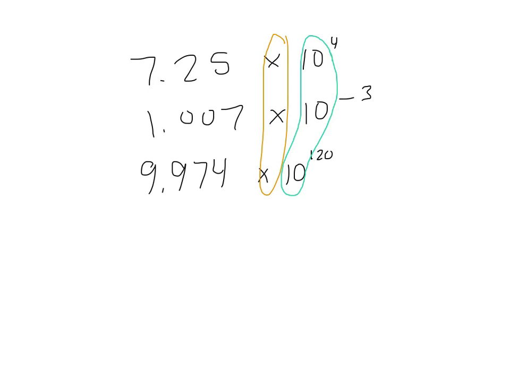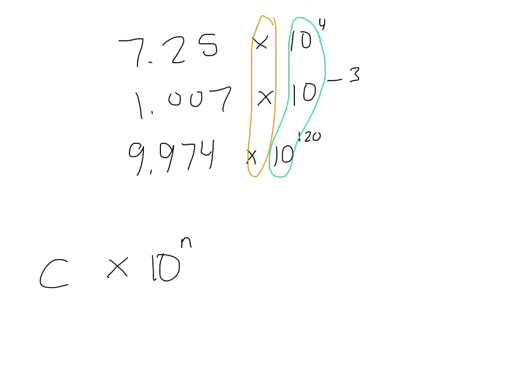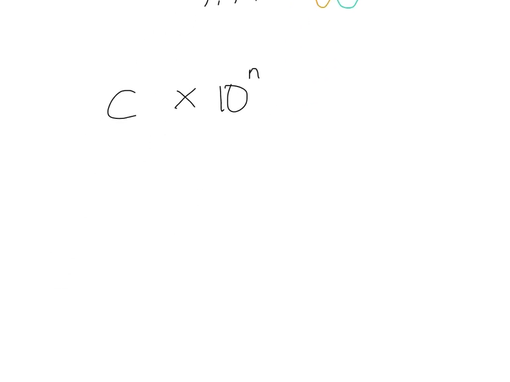Okay. So let me show you kind of algebraically what scientific notation is. You could denote it as C times 10 to the n. Okay. C times 10 to the n. These are all in C times 10 to the n format. All three of those right there. Okay. So the rule is that C, which is that first number, is greater than or equal to 1, but it's less than 10. Okay. So that number has to be greater than or equal to 1, but less than 10.